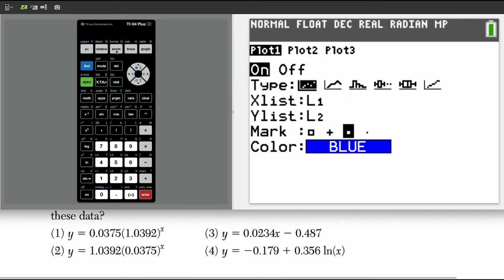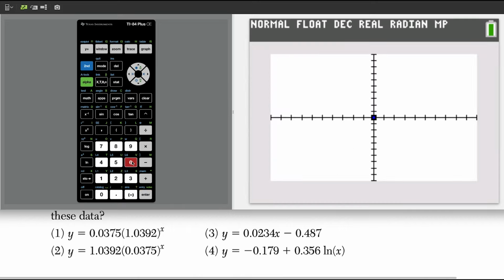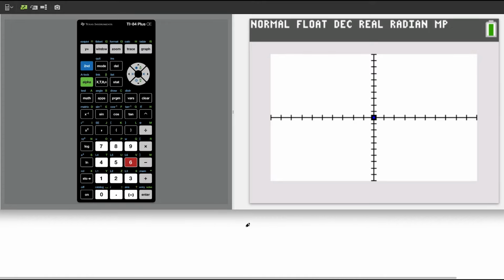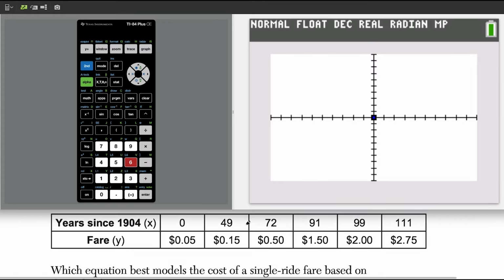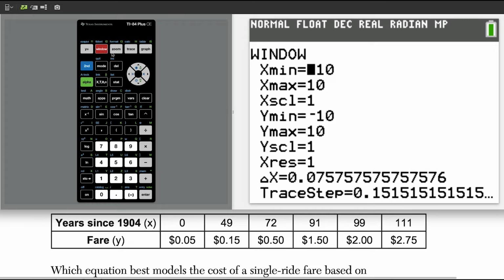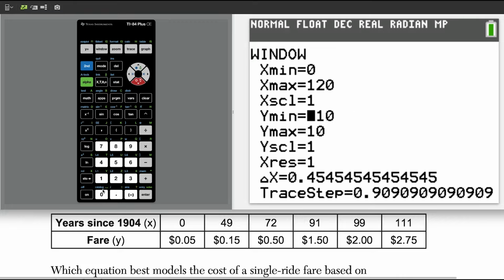And now when we press graph, I'm going to press zoom 6 just to put the graph back to normal. Notice that we can't really see what's going on, and the reason behind that, it's based on the table here, is that our x values are going from 0 to 111, and our y values are going from 0 to 2.75. So I'm going to go to the window and adjust things accordingly. I'll go from 0 out to 120 in the x direction. And then for the y direction, I'll start at 0 and I'll go up to, let's say 3. That's a little bit more than 2.75.